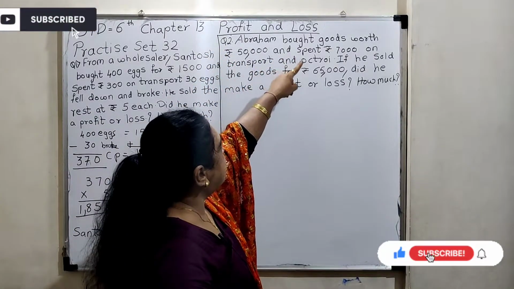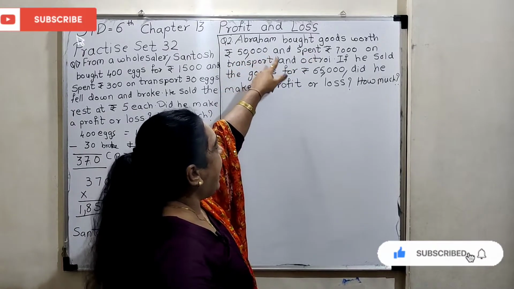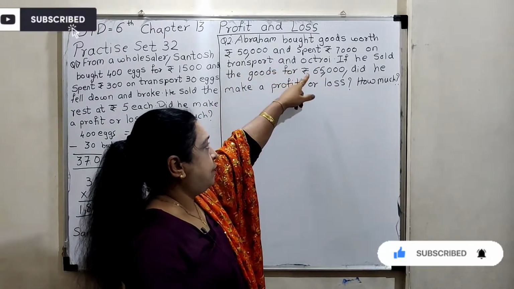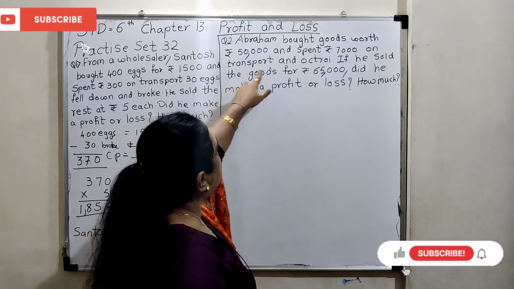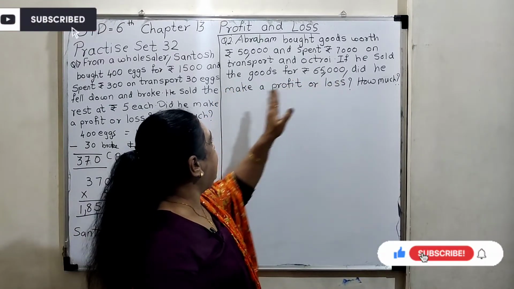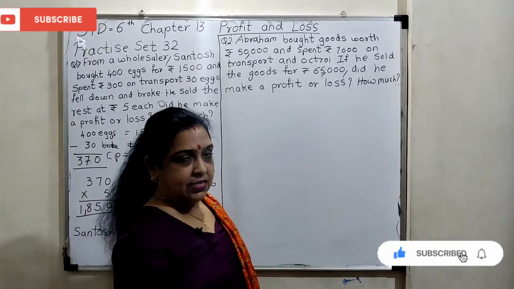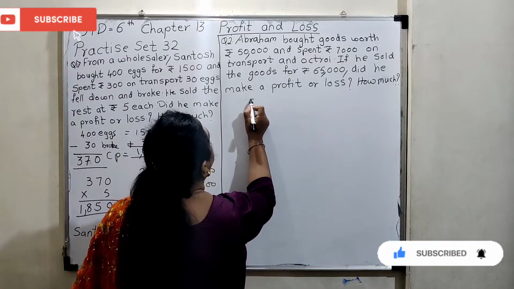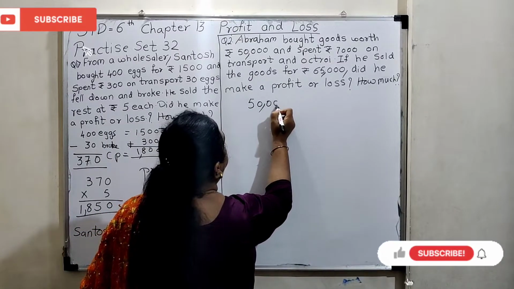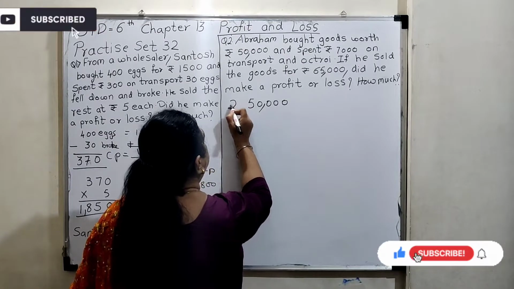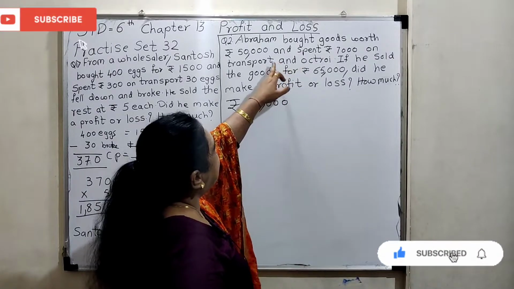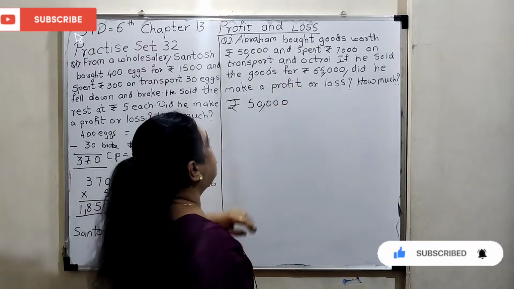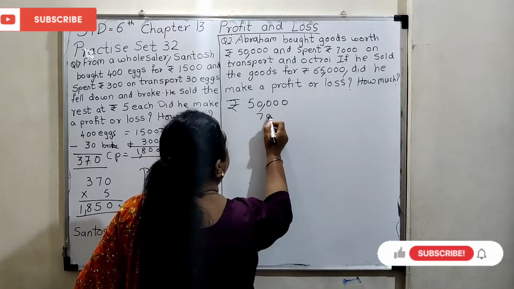Now, sum number 2. Ibrahim bought goods worth rupees 50,000 and spent rupees 7,000 on transport and octroi. If he sold the goods for rupees 65,000, did he make a profit or a loss? It's very easy. See, he bought goods for 50,000 rupees. But he spent some money to bring those goods in transport, and he had to pay octroi duty also. So how much did he pay for that? 7,000 rupees.